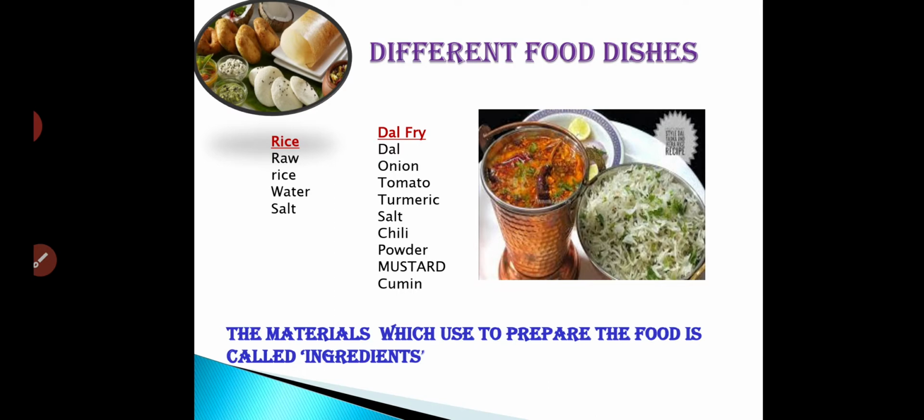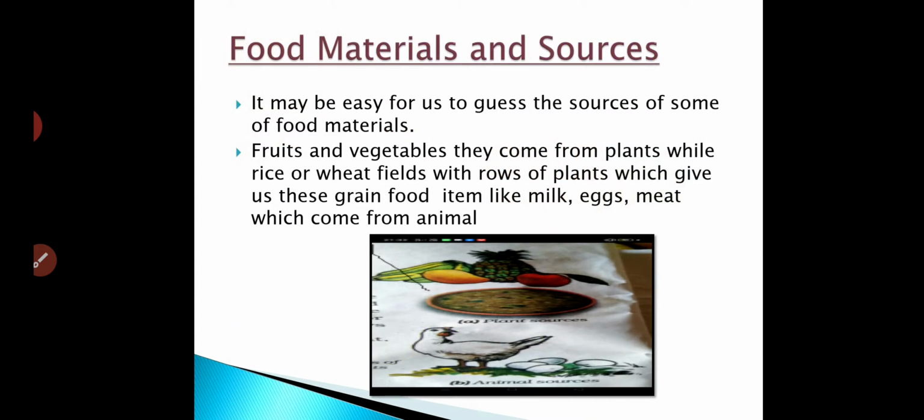Then if you take chicken biryani, mutton biryani, then where does the chicken come from? It comes from the hen. And what about egg? It also comes from the hen. Fish curry, then fish comes from fish, right? So, like this, the fruits and vegetables we get from plants, raw rice and wheat and all that we get from our fields, and milk, egg, meat we get from animals.